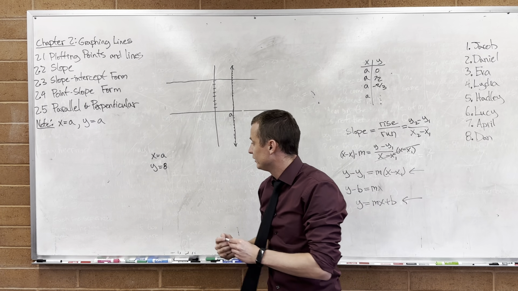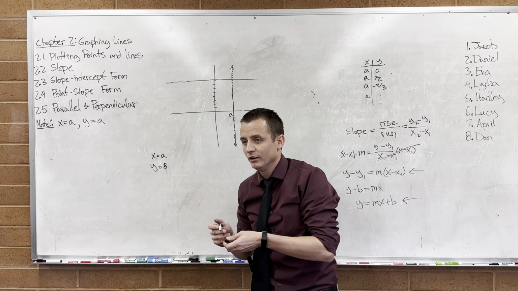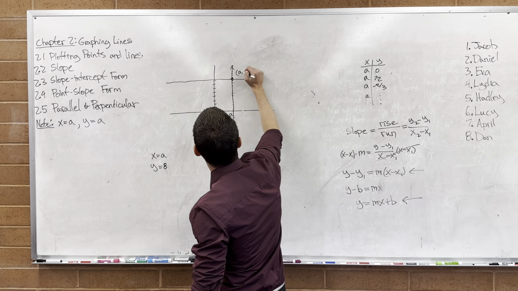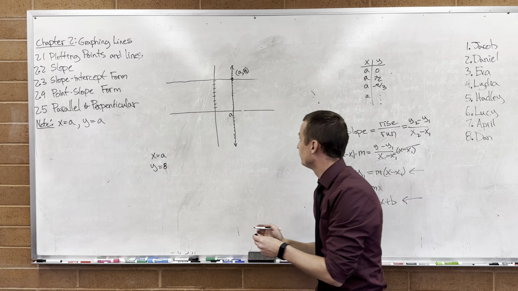Well, these two lines happen to intersect, but they're two separate lines. I just drew two lines. And yes, they would intersect at the point a, 8. That's just one point on both those lines.